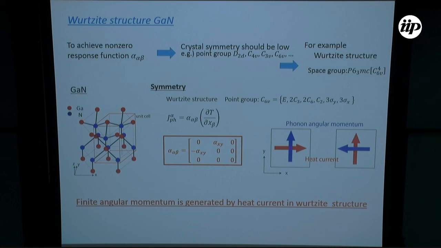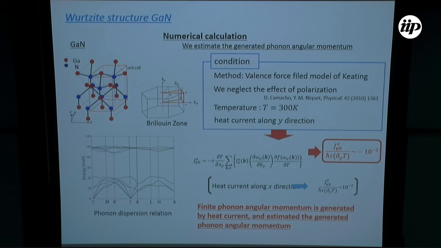So in a sense this is a polar system, like a Rashba system. There is some active field or some polar component. So if we flow a heat current in the x direction, then the phonon angular momentum will be in the y direction. And if it is in the y direction, then the angular momentum will be in the minus x direction. We are now evaluating this kind of effect using first principles calculation. But before doing that, we did a preliminary calculation using a simple model of phonons with some parameters. We can calculate the dispersion relation for gallium nitride, and we can evaluate the effect like that.